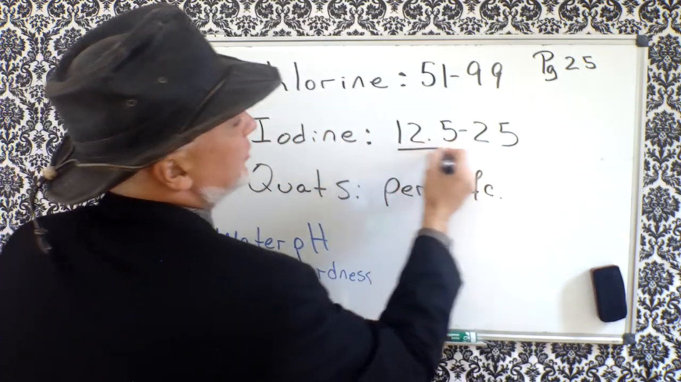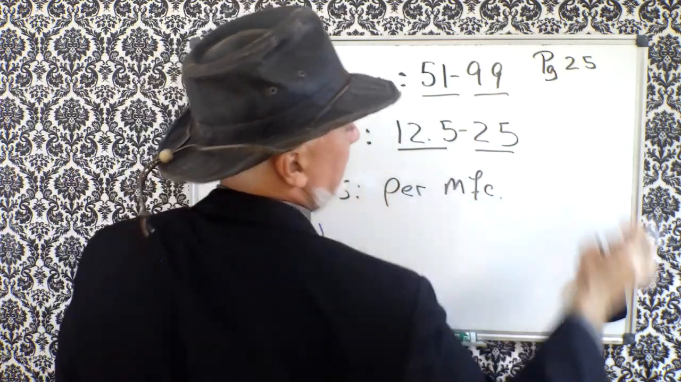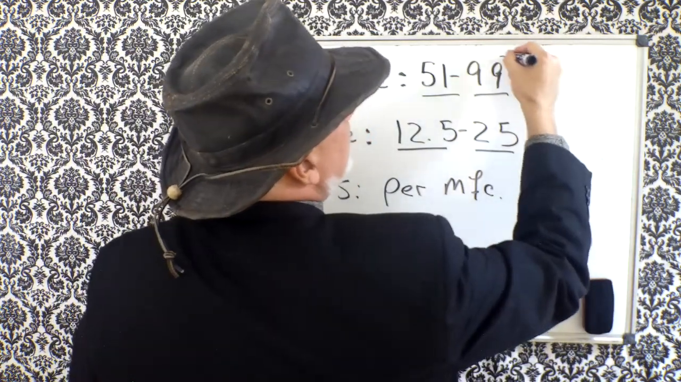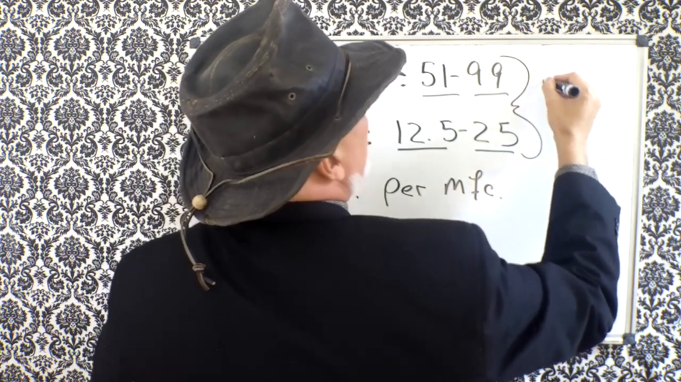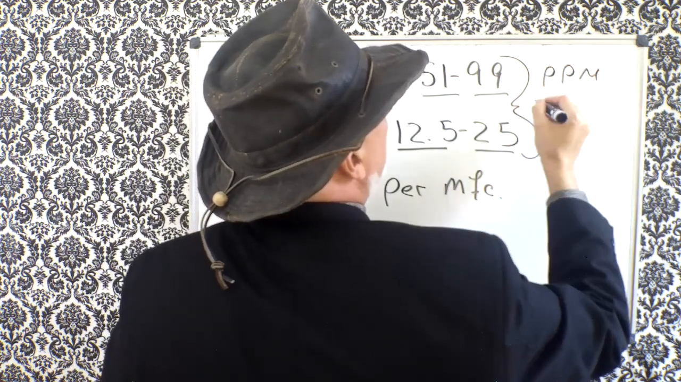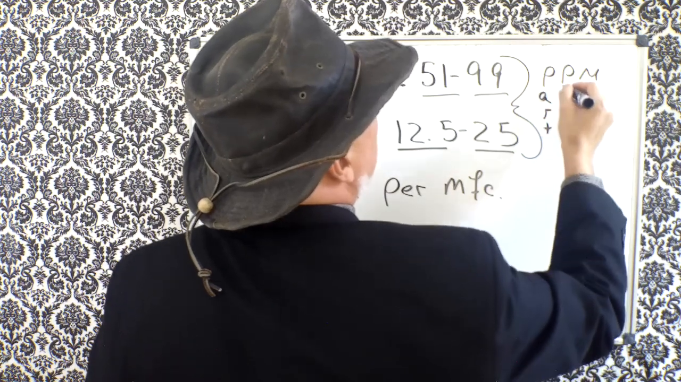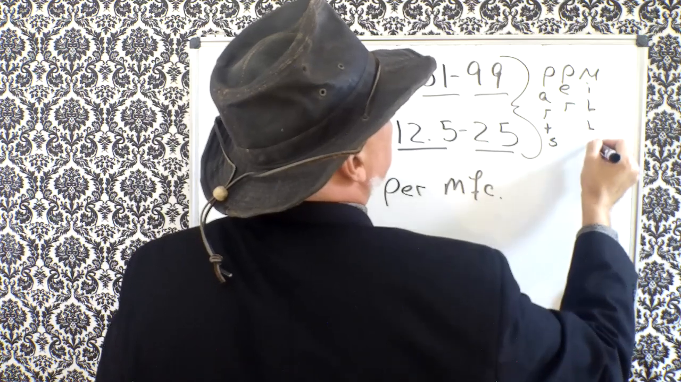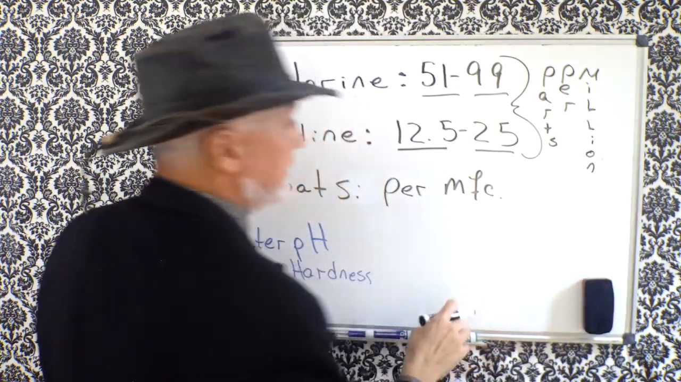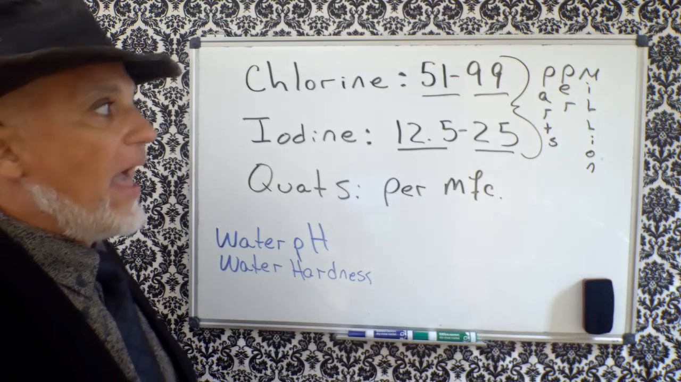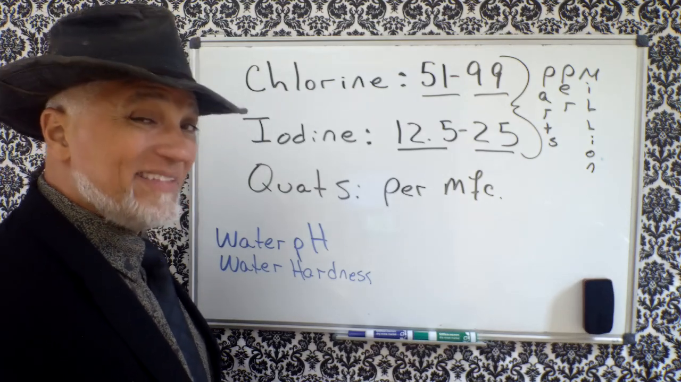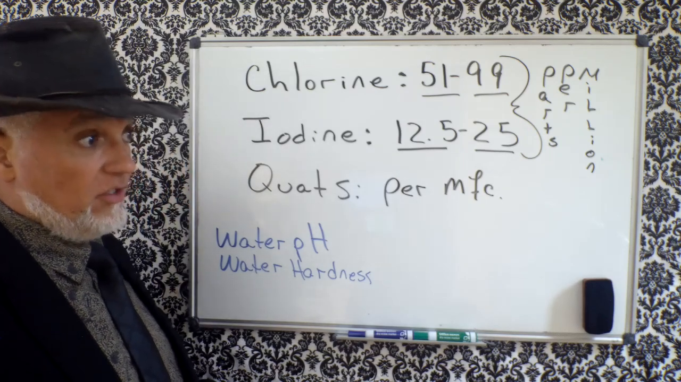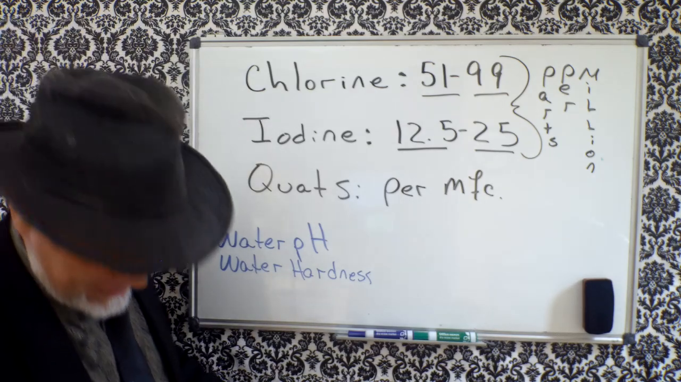So what are these values? 12.5 to 25, 51 to 99. I'm going to erase the page number because I need the space. But what we're referring to here with these numbers, if you remember from another module, is PPM, which is short for parts per million. So how did you get that information? You got it from a test kit or a concentration kit. Either name is correct, but a test kit is going to give you that.